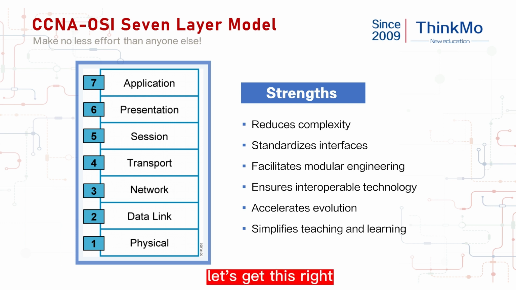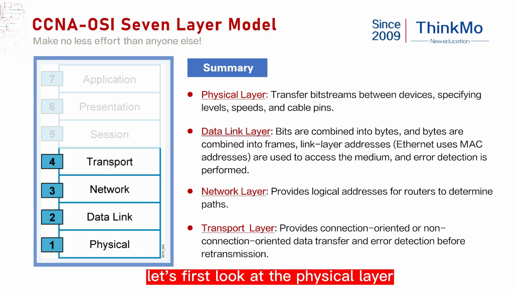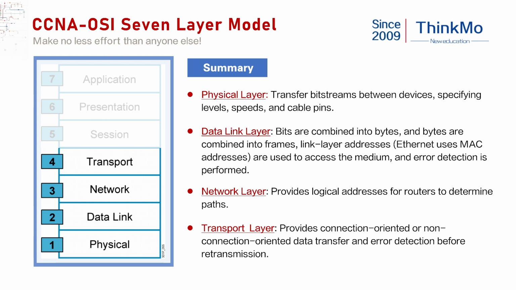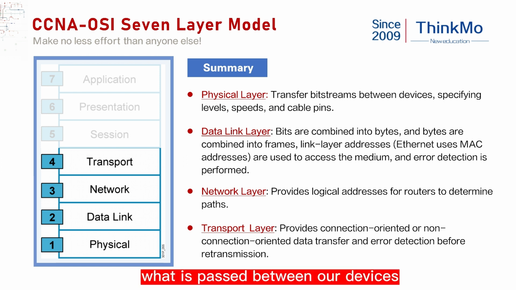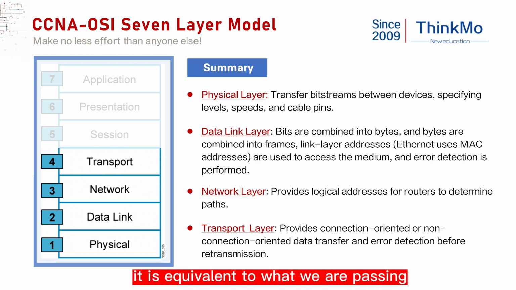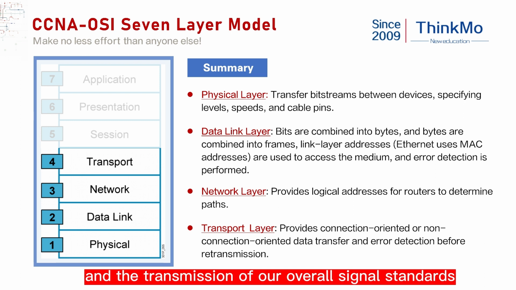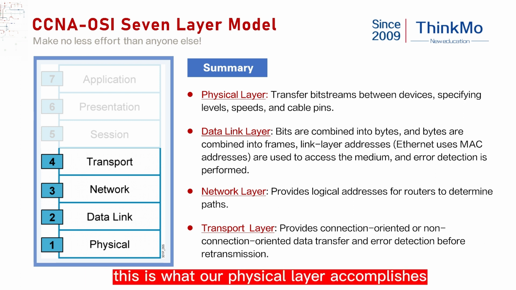Let's get this right. For the OSI reference model, let's first look at the physical layer. For the physical layer, what is passed between our devices is called a bit stream. It is equivalent to what we are passing being the level signal, high and low level. We specify the overall transfer rate and the transmission of our overall signal standards. This is what our physical layer accomplishes.